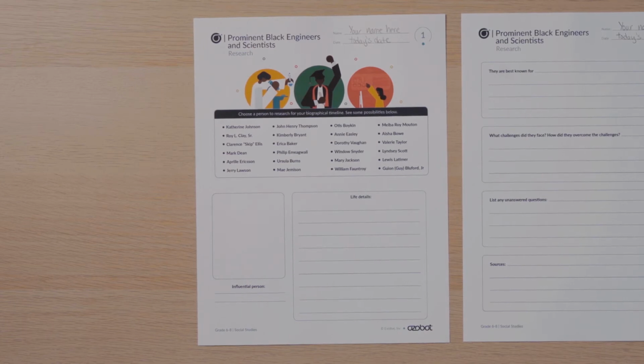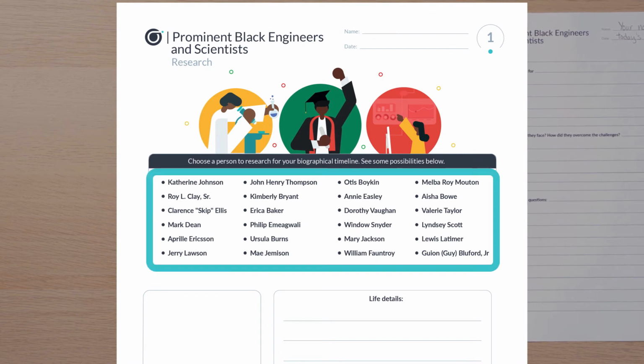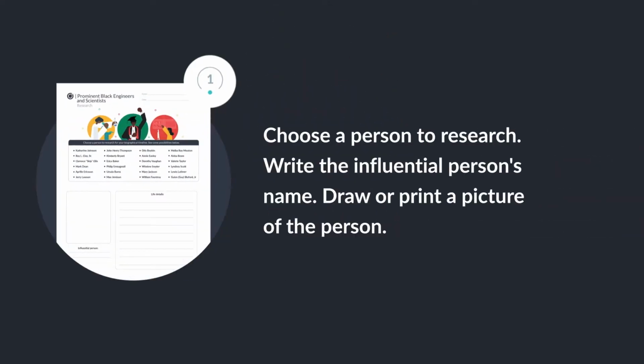First, you'll choose a person to research. If you don't already have somebody in mind, here's a list of people for you to choose from. Take 1 minute and make a choice. Write the name of the influential person on page 1 of your activity sheets. If you'd like to print a picture or draw a picture of the person, add that to page 1 also.